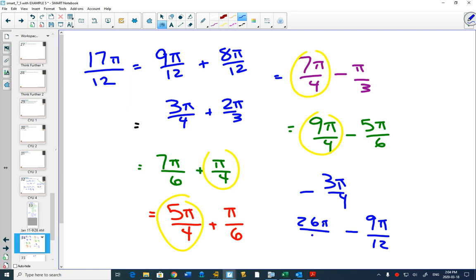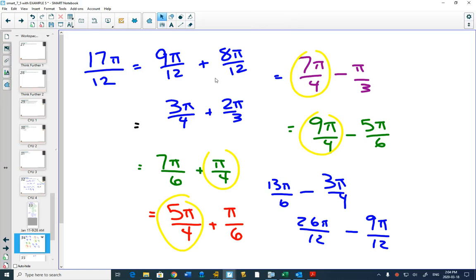What does 26 pi over 12 reduce to? 13 pi over 6. That's coterminal with pi over 6. It's on your unit circle. So you can choose any pi over 4 to start with. Most people like the adding ones, okay? But it doesn't have to be. It can be subtracting as well.